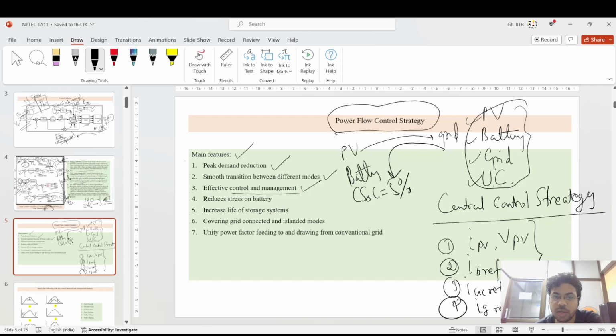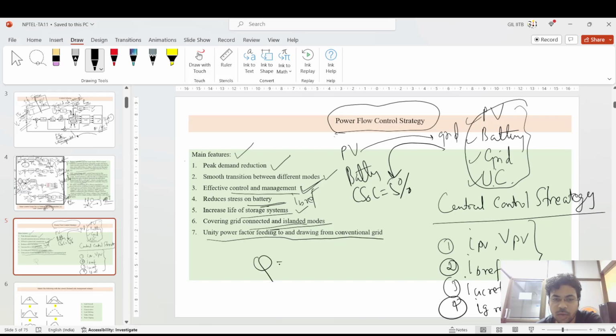And effective control and management is also needed, because you have to give the signals based upon the operation at that particular time, since the time samples need to be considered. And the fourth is reducing the stress on the battery, because it should not be overcharged or over-discharged. That is also monitored with respect to the IB reference. It increases the life of the storage system and covers the grid connected system and the islanded mode. And the last is unity power factor feeding to and drawing from the conventional grid.